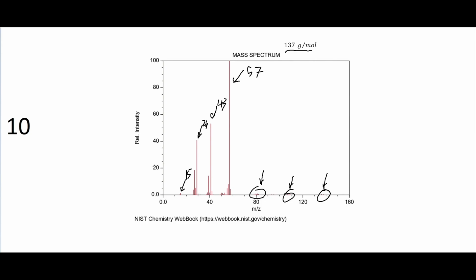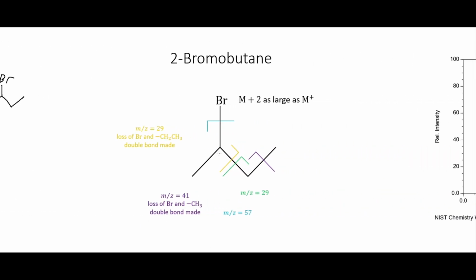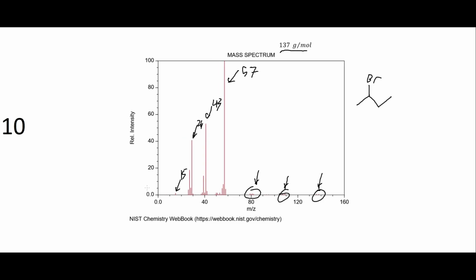And so that tells us that instead of a primary carbon that the bromine is on, it's maybe coming off of a secondary carbon like that. And that is in fact what we have right here. So this is our molecule where we get the 57 peak here, the 29, we can get another 29 here, we can get a 41 here if we lose the bromine and this methyl group right here and form a double bond. And that's how we could get the peak here at 41.